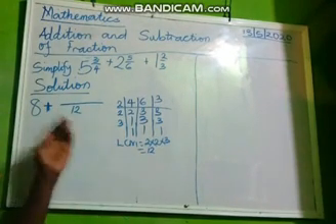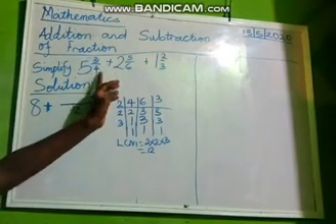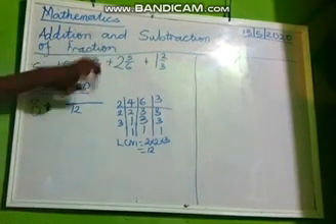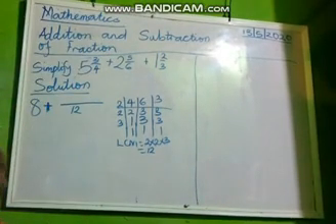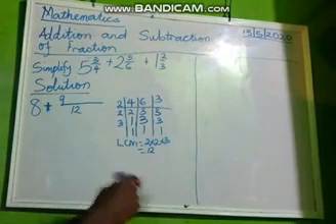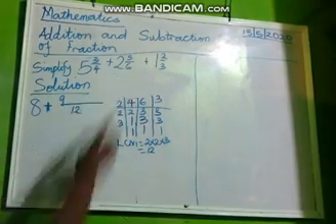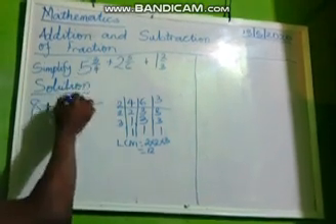Now use this LCM to divide by each of these denominators and then multiply it by the numerator. So we say 12 divided by 4. 12 divided by 4 is 3. Then 3 times 3, 9. You write the 9 up. The next, 12 divided by 6 is 2. 2 times 5 is 10. Put a plus sign, 10.